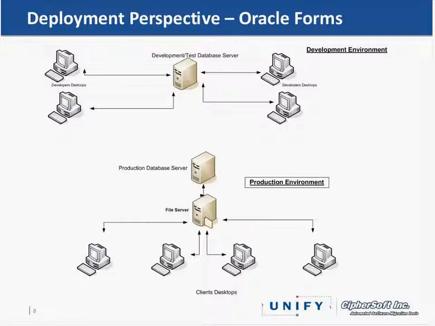The developer built their Forms application, which consisted of several different types of files: the FMBs, the PLLs, the MMBs, and the OBJs. Once the development and testing were completed, the application was compiled, except for the OBJ, into compiled files. So the FMB became the FMX, and then there's the PLX and the MMX. And all of these compiled files and the OBJ are then moved to the file server where they're made accessible to the clients. And that's really the basics of deploying in Oracle Forms.